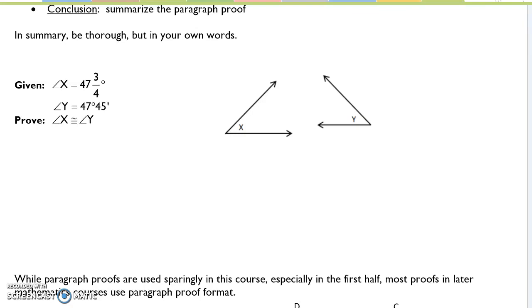As we think through this, we need to think through how we're going to do this. One of the things that we want to recognize is that that is the same measure. But within the body of our proof, we're going to have to somehow state that those are the same measure and show that mathematically. Then we can conclude that the angles are congruent.